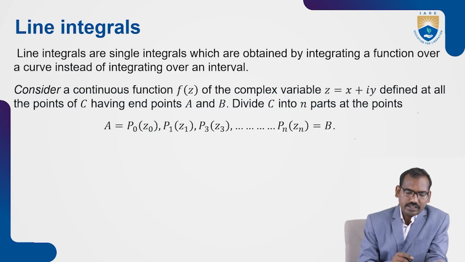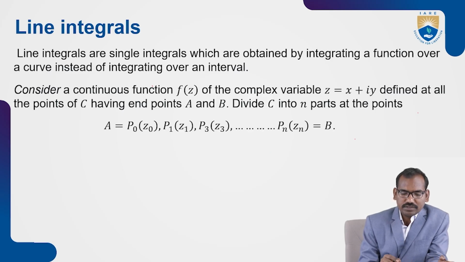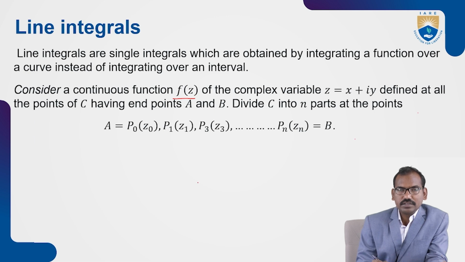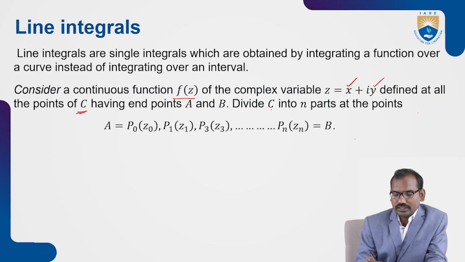Next, to define these line integrals, consider a continuous function f of z. So we are taking f of z as a continuous function of a complex variable z whose real part is x and imaginary part is y, defined for all the points of curve C. It is a curve C having endpoints A and B. Divide the curve C into n parts at the points.